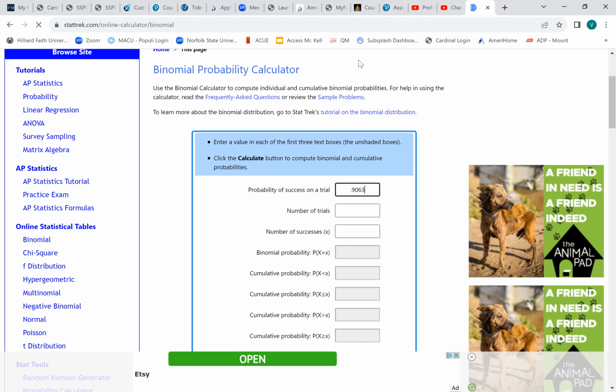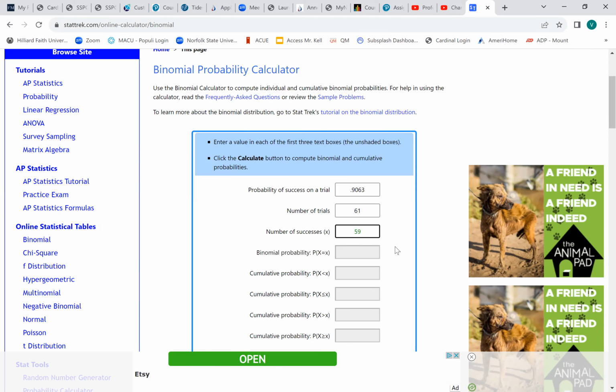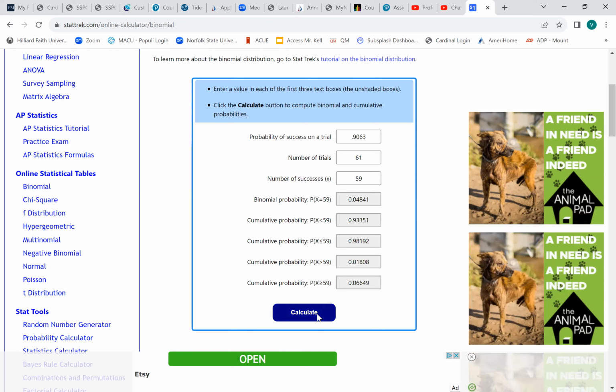So we're not using the probability that someone will miss the flight. We want to know what's the probability that someone will make the flight. All right. So the number of trials, we have 59 seats, that's the capacity. Sorry, the number of trials is 61 because we're giving out 61 tickets. Then the number of successes should be 59. I put the wrong one. I'm at 59. And then we can calculate. And we've got to deal with the ads. Let me close it out.